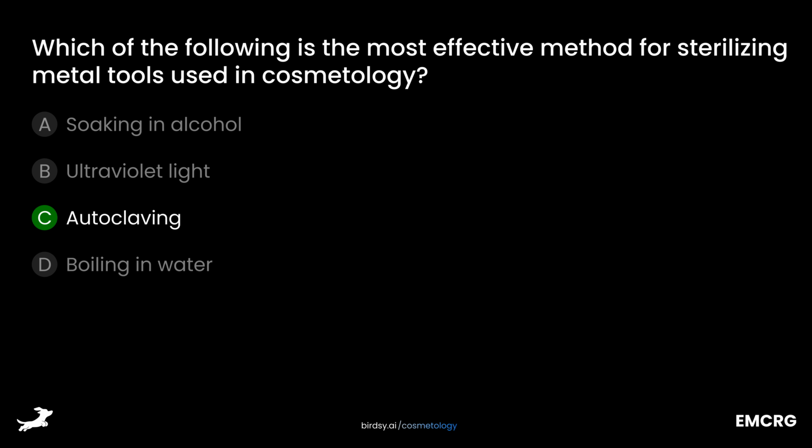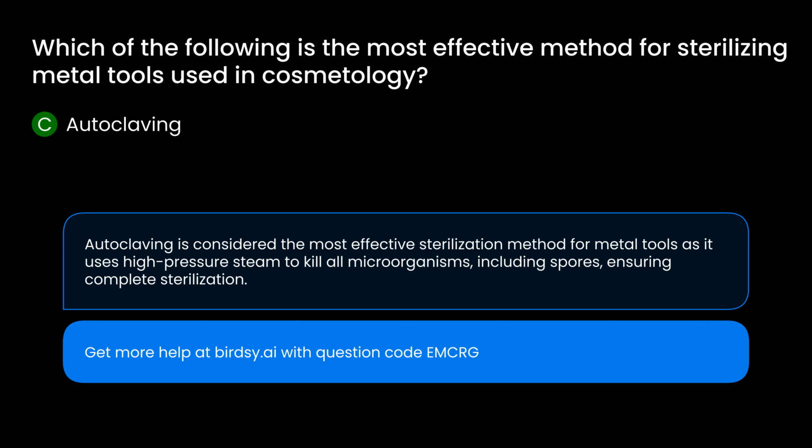The answer is C, autoclaving. Autoclaving is considered the most effective sterilization method for metal tools, as it uses high-pressure steam to kill all microorganisms, including spores, ensuring complete sterilization.